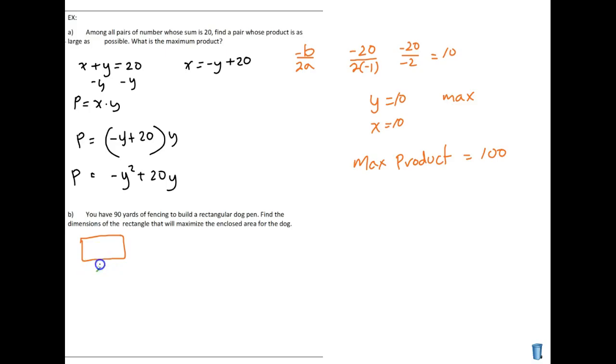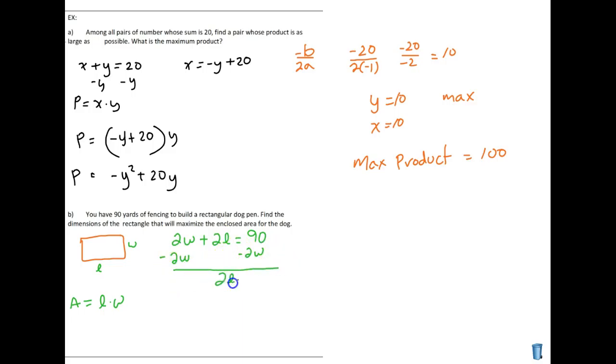So when you have a dog pen, you have a length and you have a width, right? And I need to do something with this 90. It says I have 90 yards of fencing, and that's got to go all the way around. Well, remember, that's our perimeter. But to find the perimeter, I take 2 of my widths plus 2 of my lengths, and that has to be my perimeter, which is 90. Okay? And I want to maximize my area, and area is equal to length times width. So what I'm going to do over here is I'm going to solve for L.